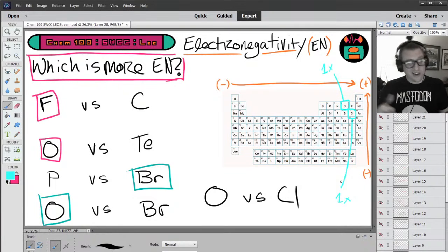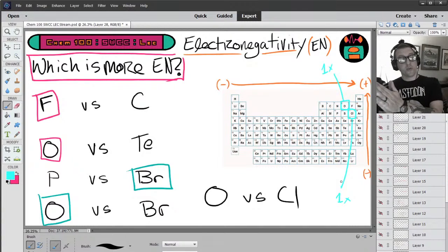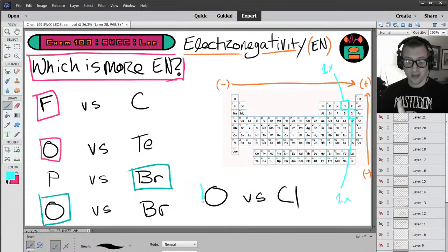There isn't any like, oh, this one's 2 spaces further. No, it's 1 space further, 1 space further. What wins? Further to the right or closer to the top? The answer is closer to the top wins the tie. Oxygen is more electronegative than chlorine.